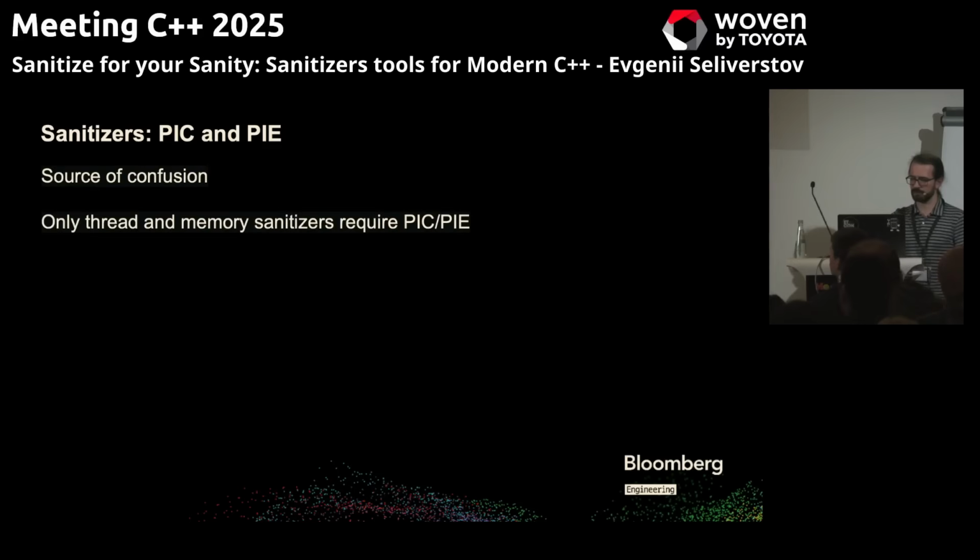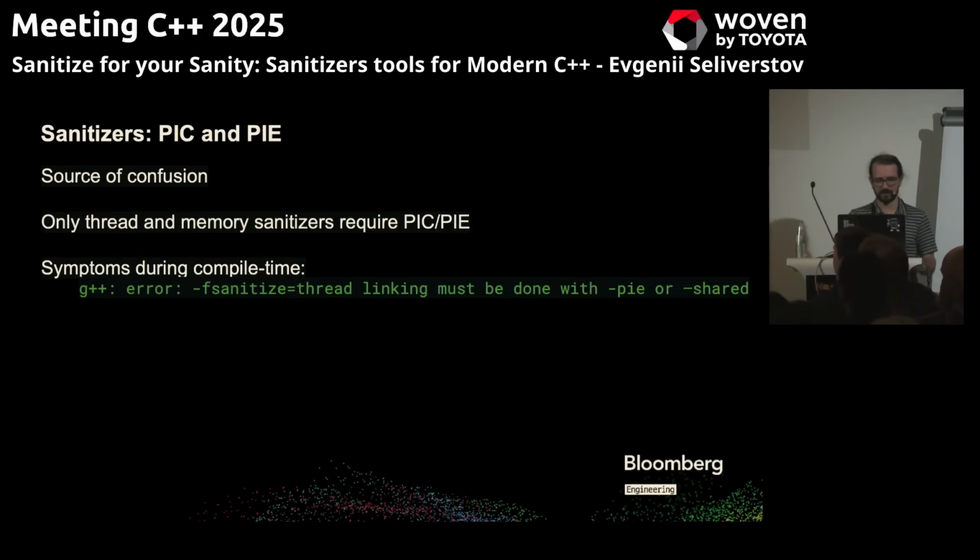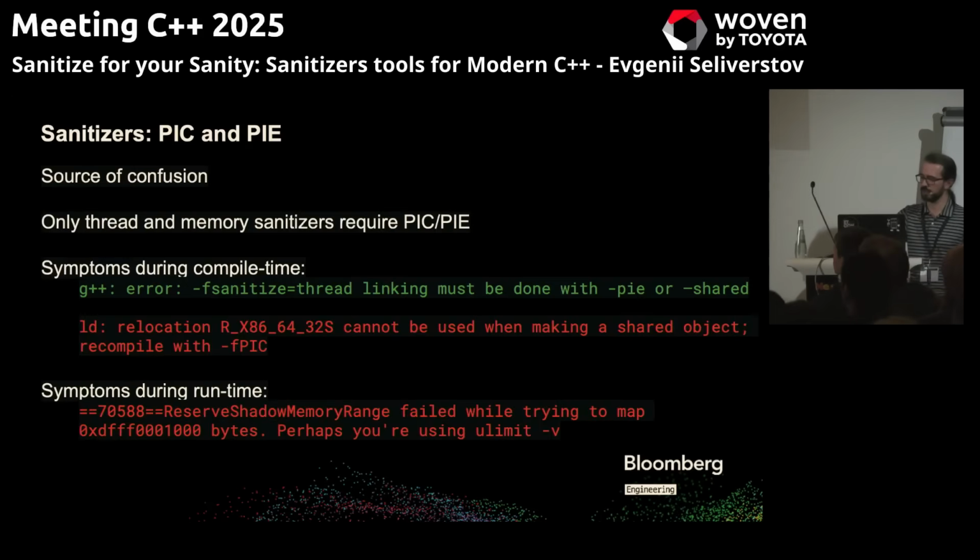And PIC and PIE, it's not as easy as pie. It's a typical source of confusion. Usually people say, okay, if you are messing with PIC and PIE, you'll be in big trouble with sanitizers. And partly it's correct. So if you see any of these symptoms during compile time or runtime, you're probably trying to mix PIC or PIE with non-PIC, non-PIE.